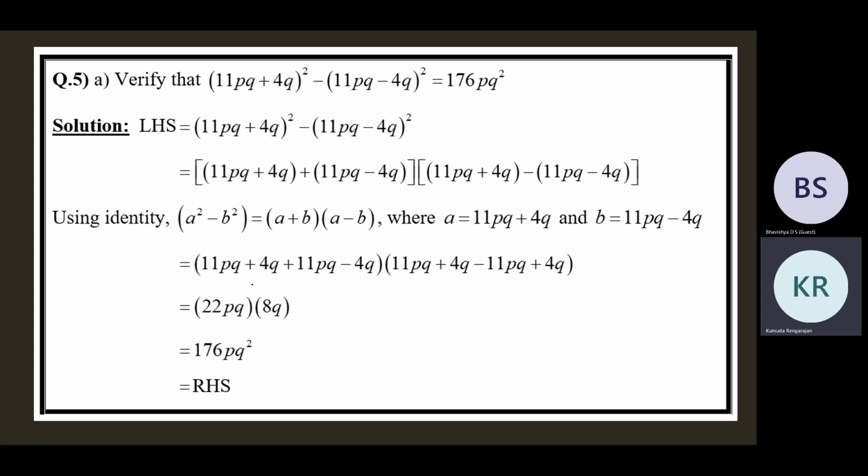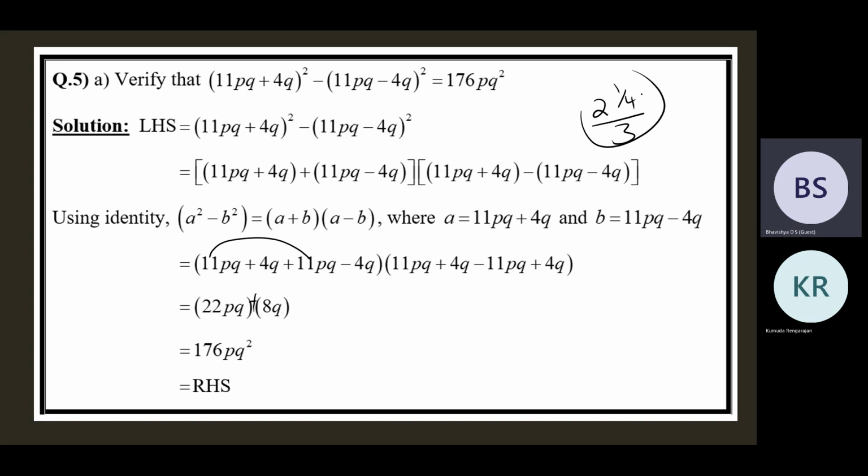This part, you've written 11 PQ plus 8Q, that part. I don't understand how you got that. Looks like you didn't add 11 and 11, 22 PQ into 8Q, and instead of into, you put a plus there. Yes, ma'am. Yeah, so some confusion there. This is for 3 marks. For that, I have to reduce marks, so you get 2 1/4 on 3. Okay.